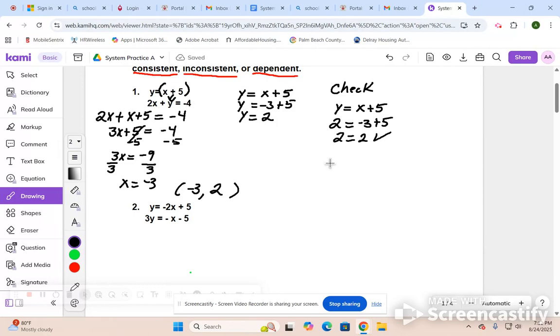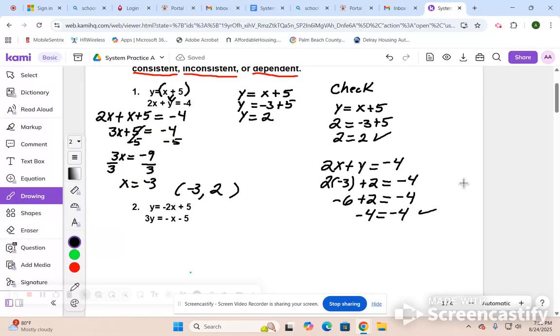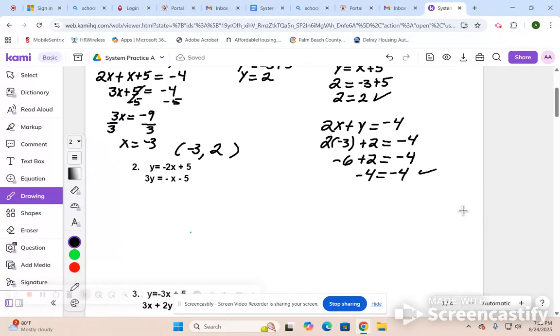So let's try checking the second one. 2x plus y equals negative 4. Let's replace x with negative 3 and y with 2 and see if this equation is true. So we have negative 6 plus 2 equals negative 4. Negative 4 equals negative 4 is a true equation. That means our solution does check. It is correct that negative 3, 2 is a common solution for this system. All right, let's go to the next one.